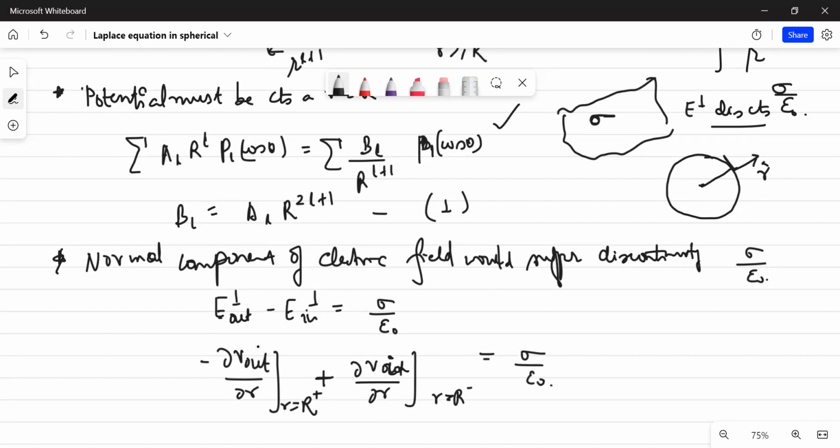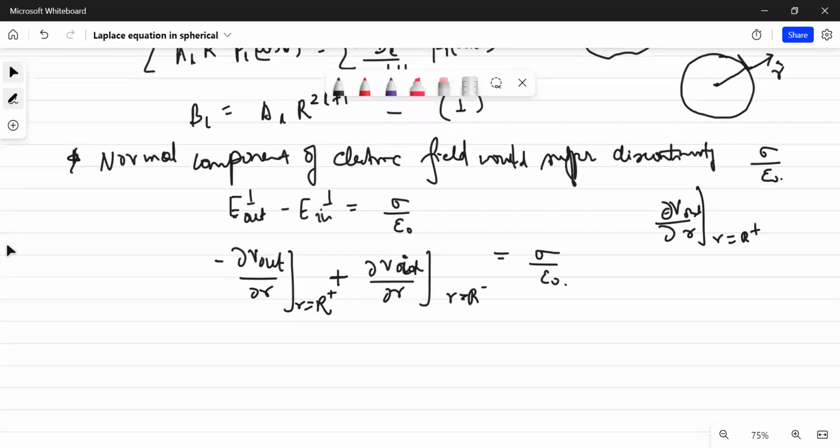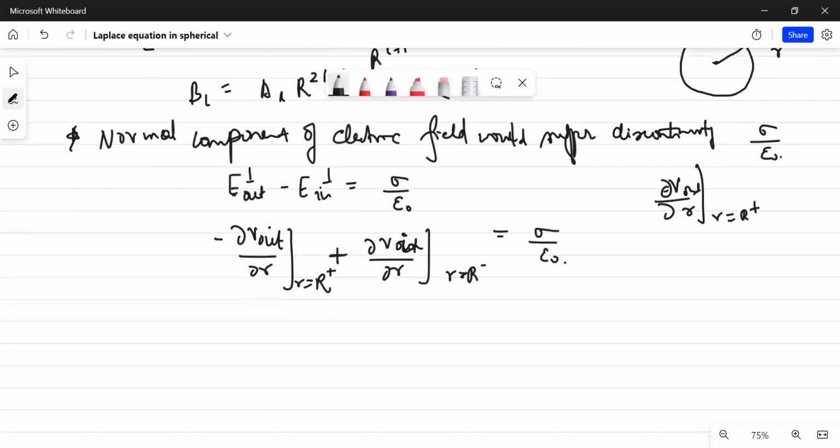Is that clear? Look, what is the electric field? Minus grad V. So electric field outside would be what? Minus del V out, the normal component is radial, this is at r equals R plus, and this negative will be there, and this negative would become positive. Is that clear? Yes. I hope it is clear.